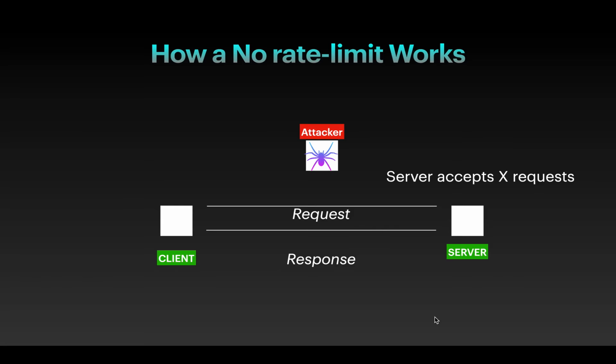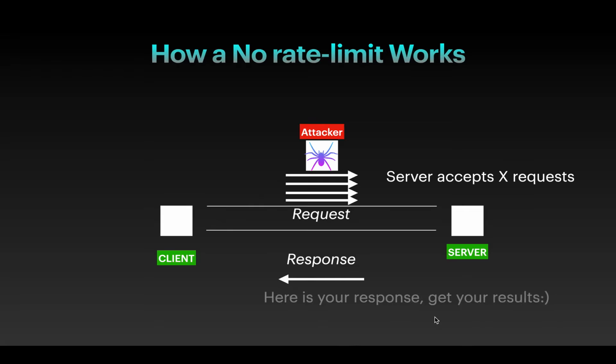As you can see on the screen, the left side is the client, the right side is the server. So when a client sends a request to the server, the server will accept it. What if the client sends one more request? What if the client sends the third request and the fourth request? So the client sends X requests and the server accepts all the X requests, fulfills all those requests and gives a response for all the requests coming from the client. Here is your response. Get your results.